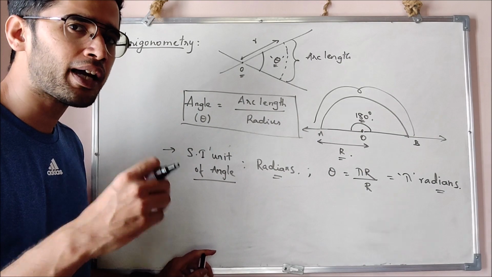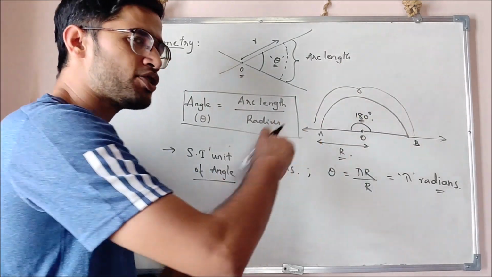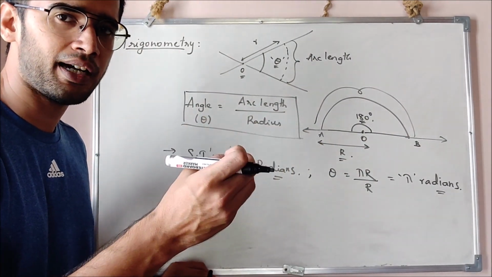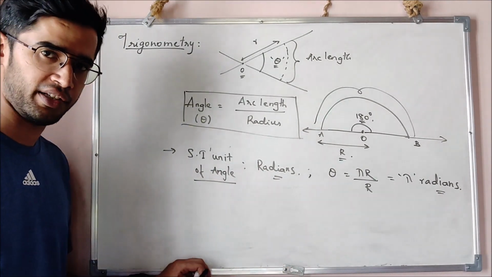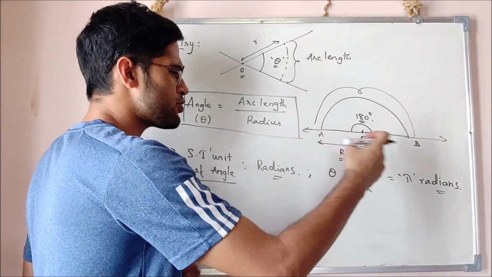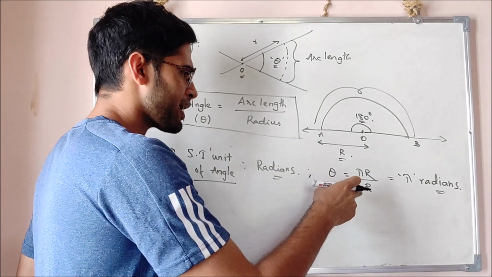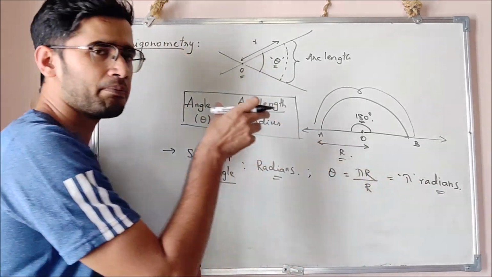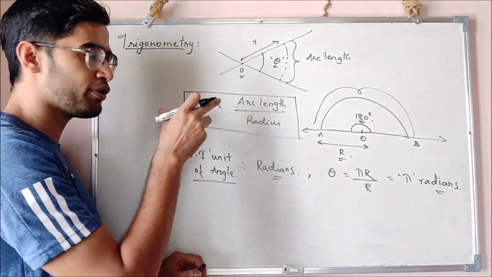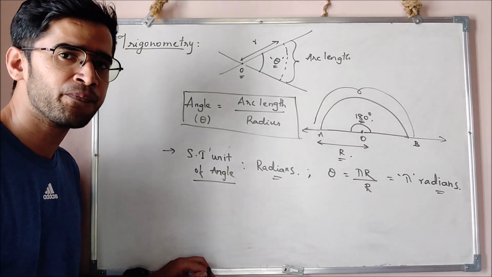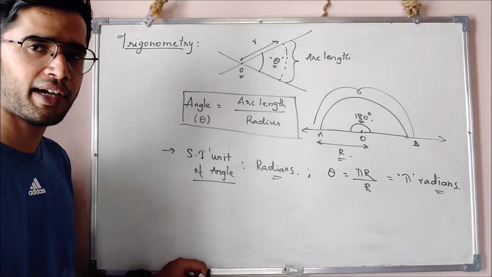And from this, can I come to one conclusion? Now I know that the angle between these two is 180 degrees, which is the angle mentioned in terms of degrees. I also know that, using this formula, I got the answer to be equal to pi radians. Please remember this point: when you're using the formula arc length divided by radius, you'll always get the answer in radians, right?